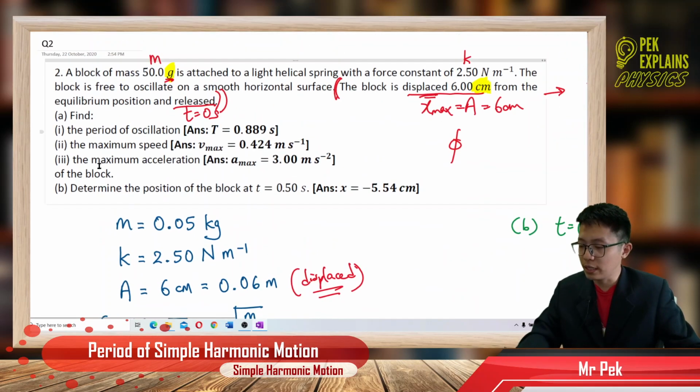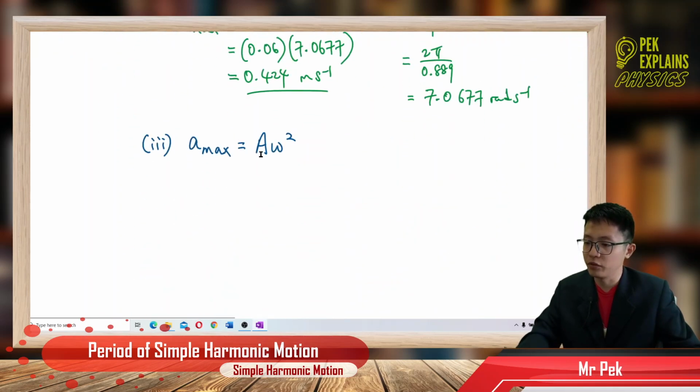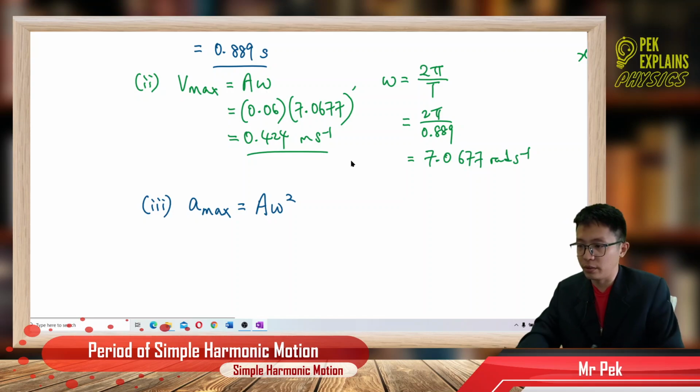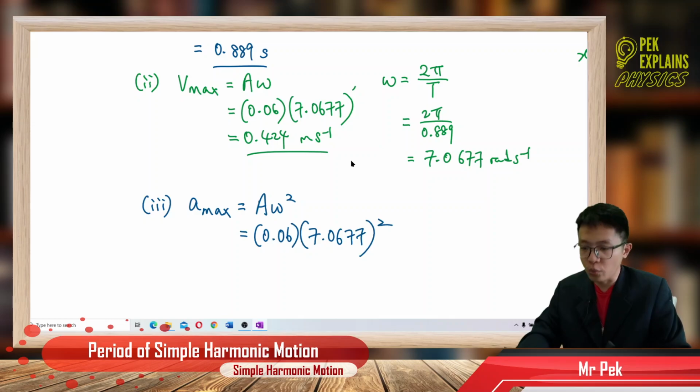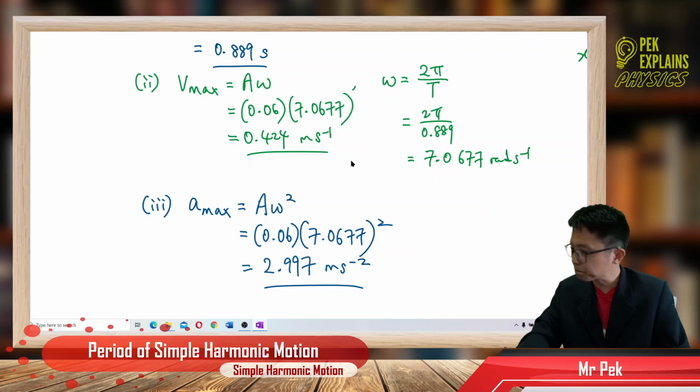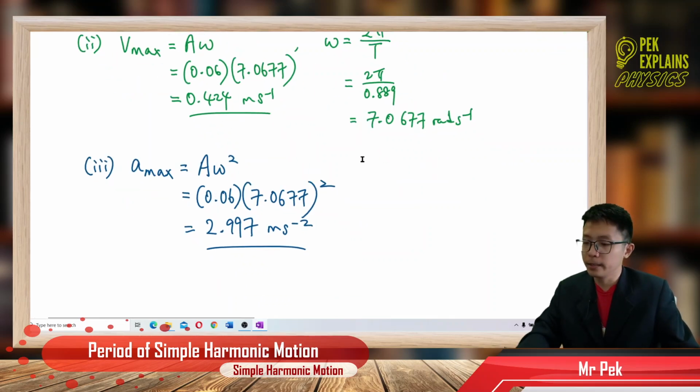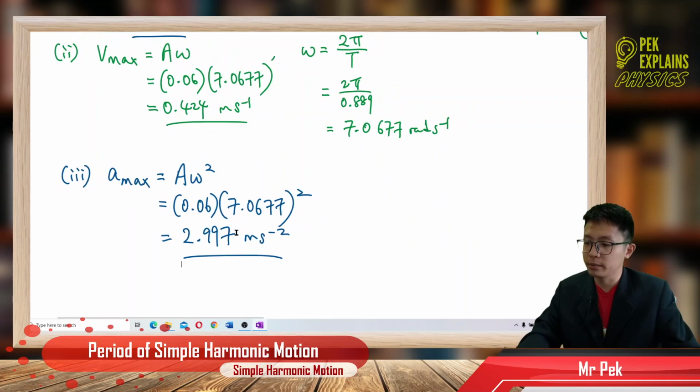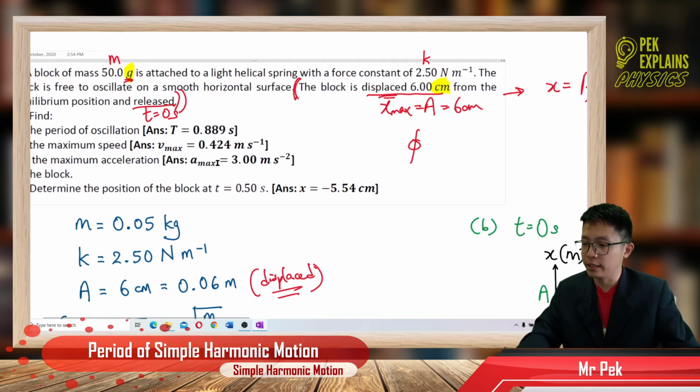Now, what is our maximum acceleration? Maximum acceleration, A omega square. The formula A omega square. So just use our amplitude and omega we got just now. Amplitude is 0.06 meter. Omega is 7.0677 square. So the answer is 2.997 meter per second square. That's our answer. Now, we got our maximum speed and maximum acceleration. Yeah, that's correct, the answer.